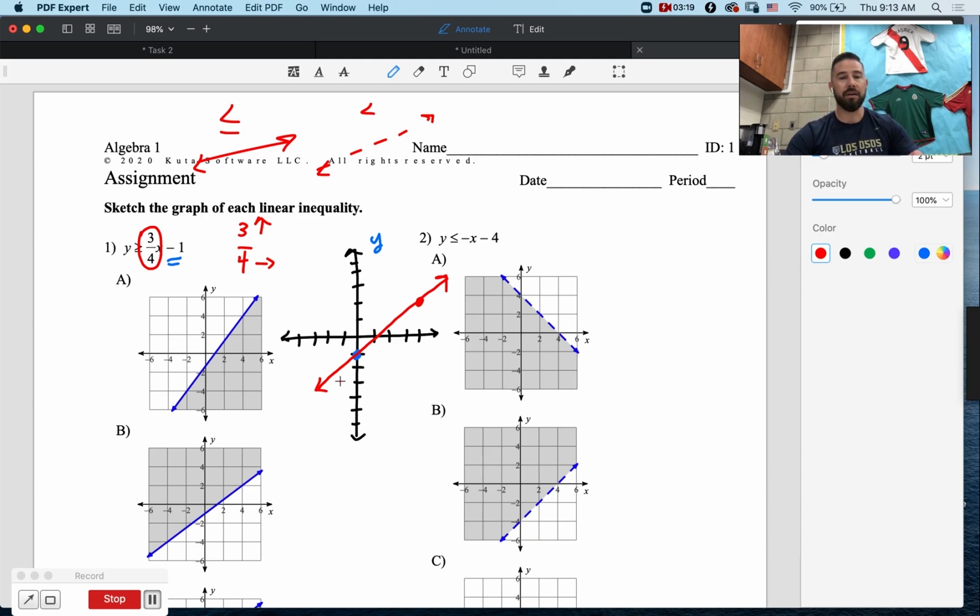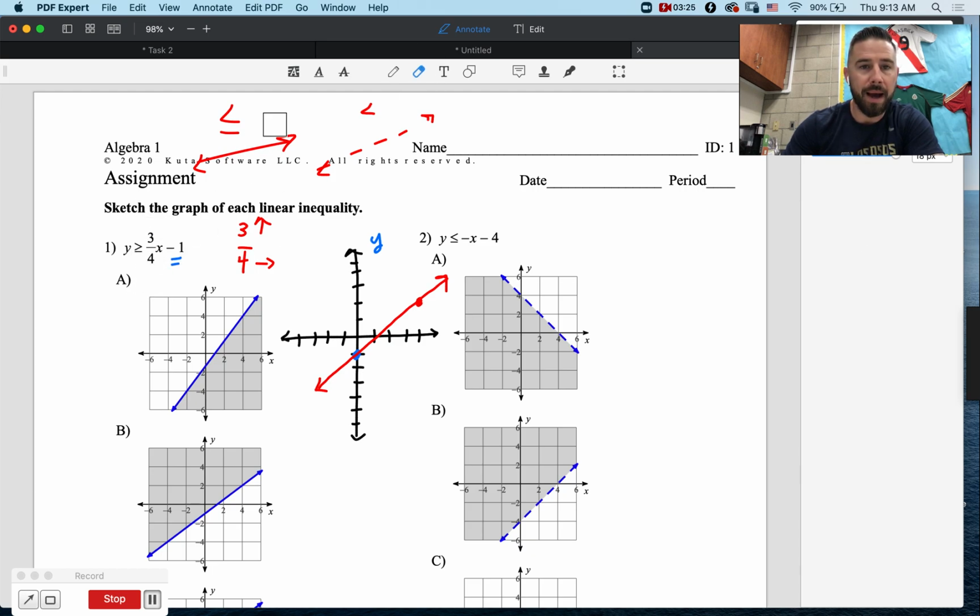Now remember, if the mouth is eating the y, it means greater than. And if it's greater than, we shade above. We shade above the line. If the mouth is not eating the y, then it's less than, and we shade below.